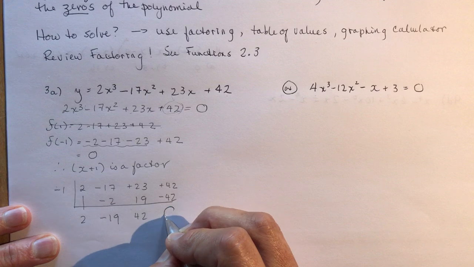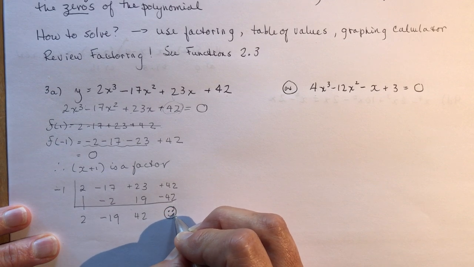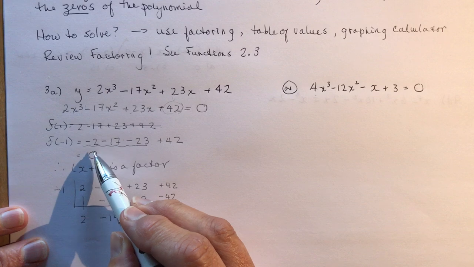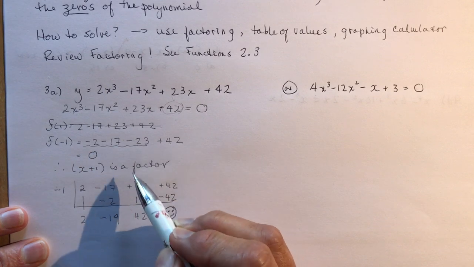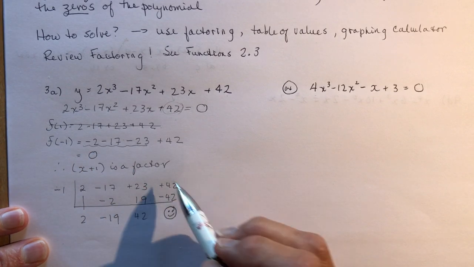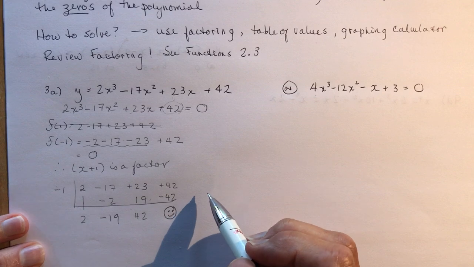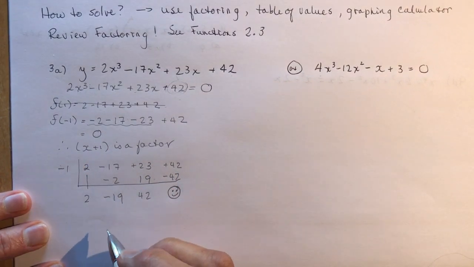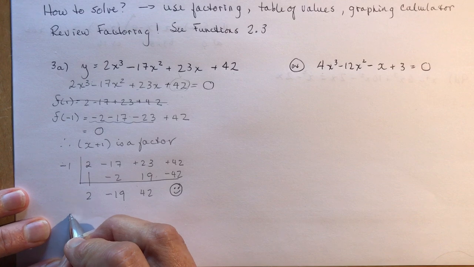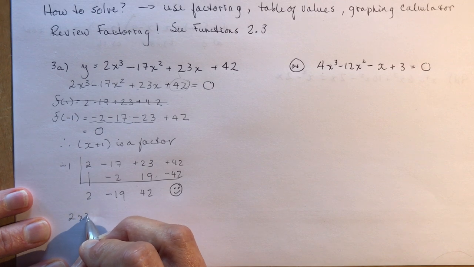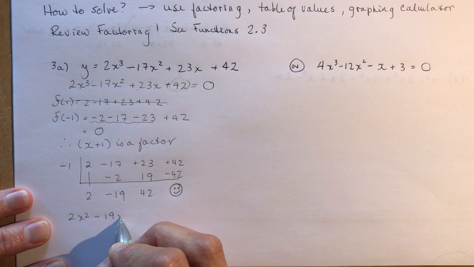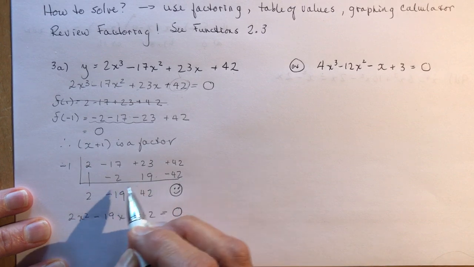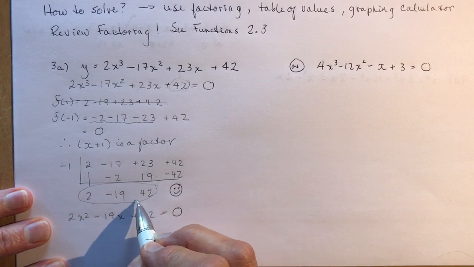And I get 0. Now you know that if you don't get a 0 here, then either you made a mistake in the calculation here or here, and then you go back and fix it. Okay, so I know that minus 1 is a factor. X plus 1 is a factor, minus 1 is a 0. And now I know that what I have left here is 2x squared minus 19x plus 42 is equal to 0. So that's what this gives me, right?